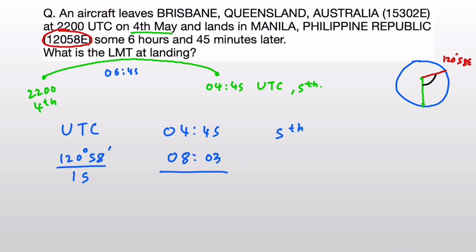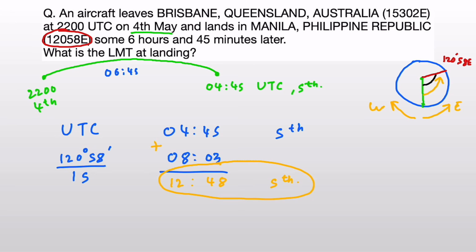Now, how do I know if I add or subtract? This side is east, this side is west. Since the red longitude is east of the green longitude, it will be ahead in time, and the time on the green longitude was 4:45. So I add 8 hours 3 minutes and I get the answer as 12 hours 48 minutes on the same date, which is the 5th. So this will be the local mean time when my aircraft is landing in Manila, Philippines.